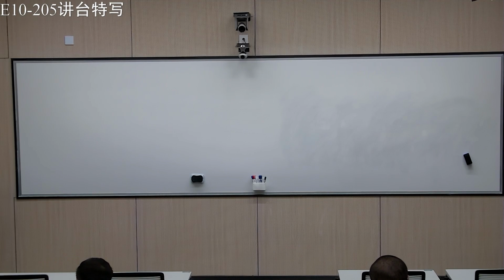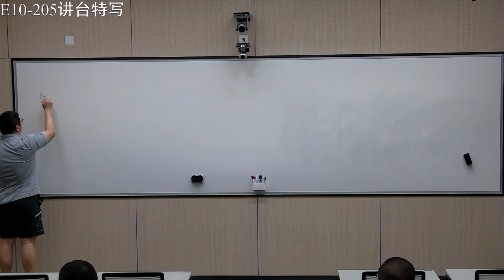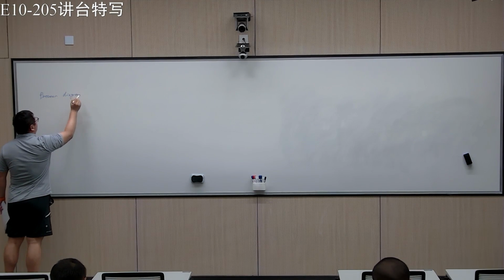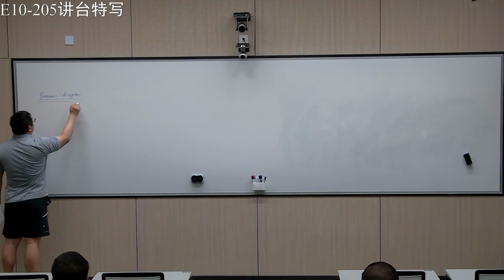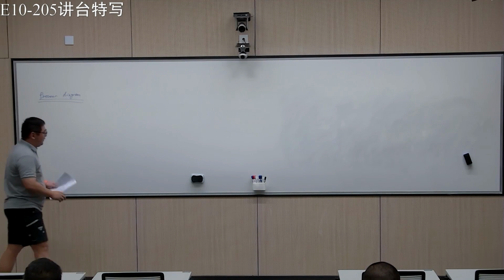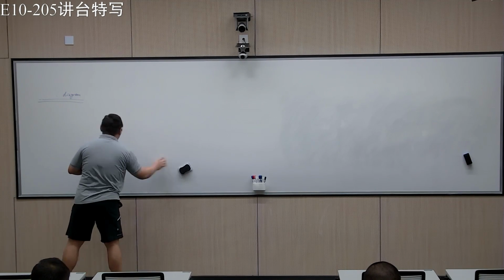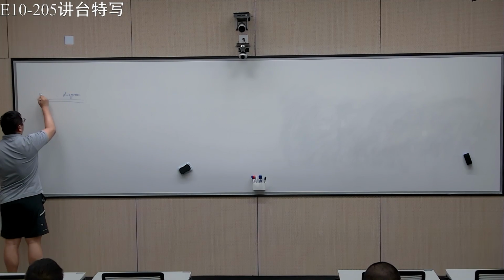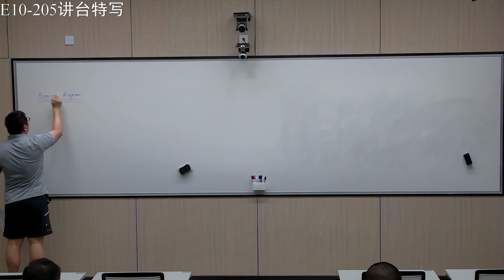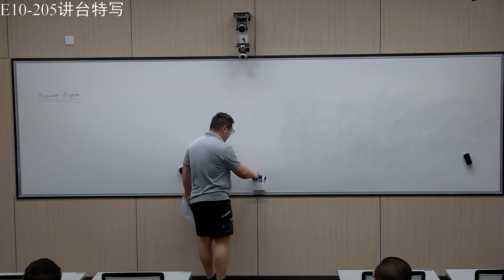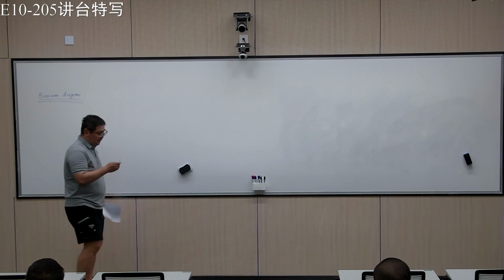So next we are going to discuss something very important in solid-state ionics, which is called the Brouwer diagram. Okay, so what the Brouwer diagram tells us, or tries to solve, is this kind of problem.